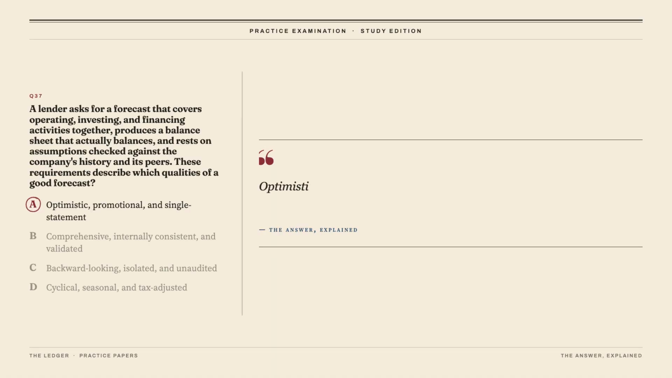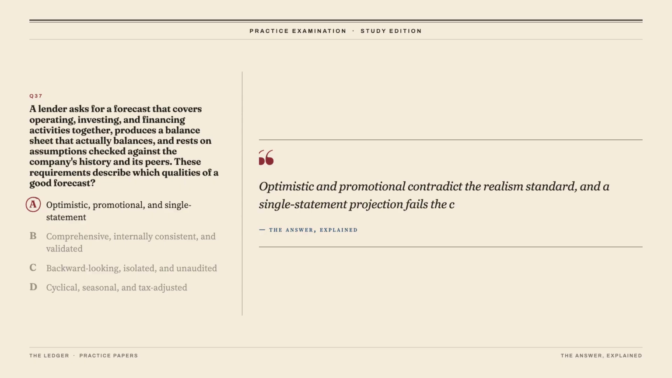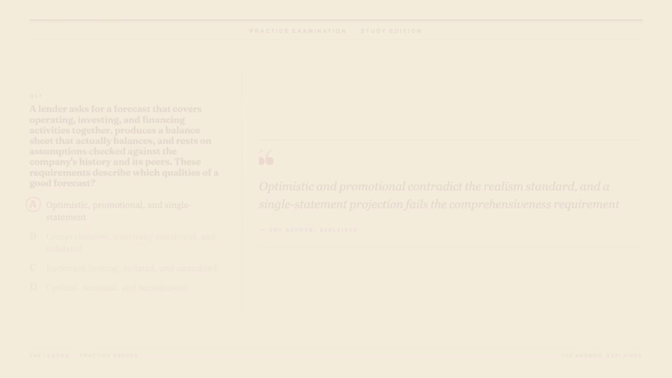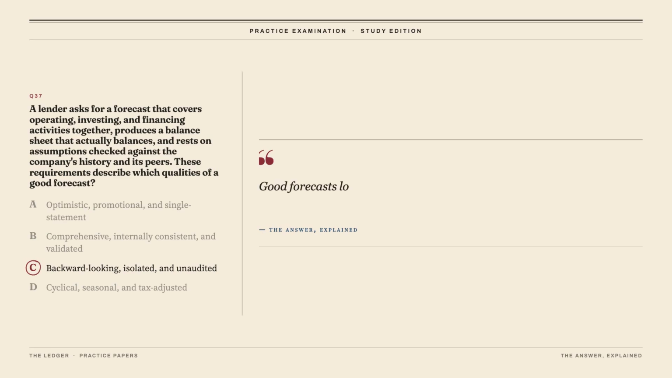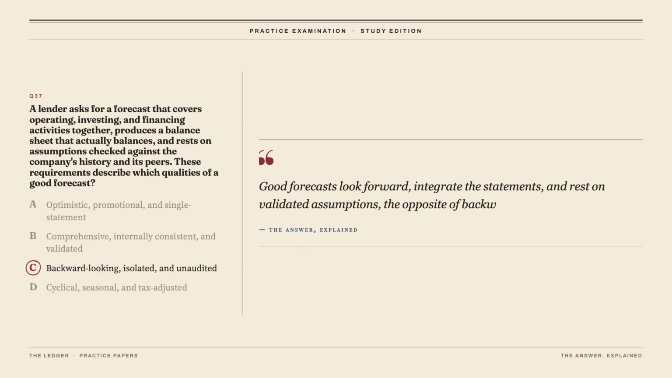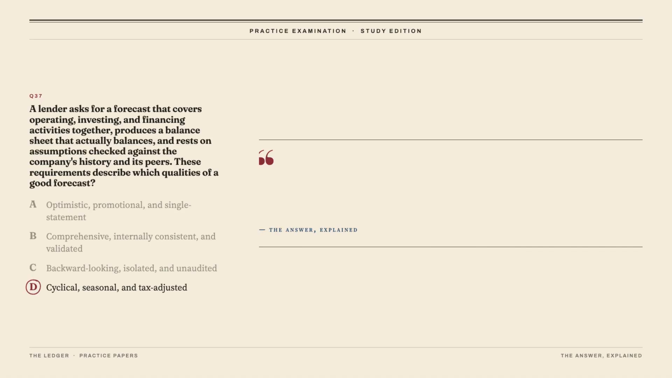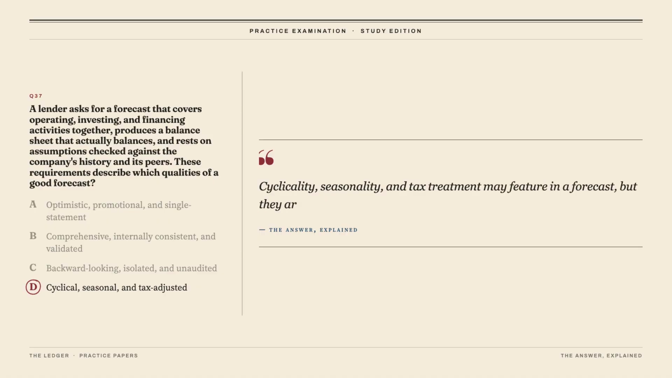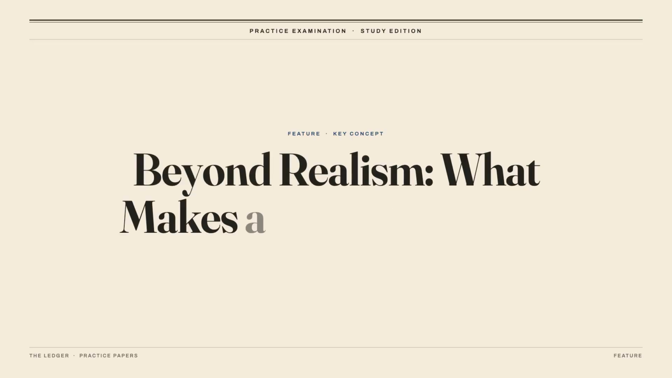A is wrong because optimistic and promotional contradict the realism standard, and a single statement projection fails the comprehensiveness requirement. C is wrong because good forecasts look forward, integrate the statements, and rest on validated assumptions, the opposite of backward-looking and isolated. D is wrong because cyclicality, seasonality, and tax treatment may feature in a forecast, but they are not the three general qualities the requirements describe.